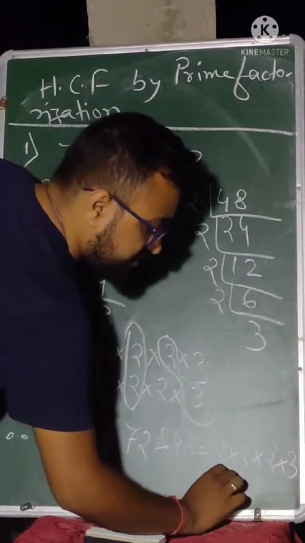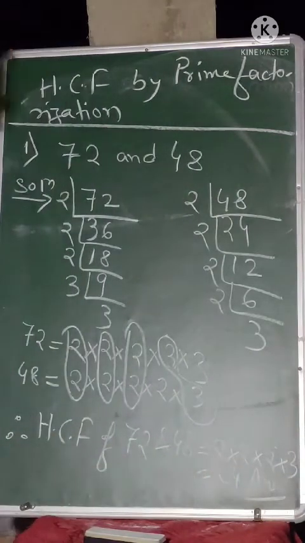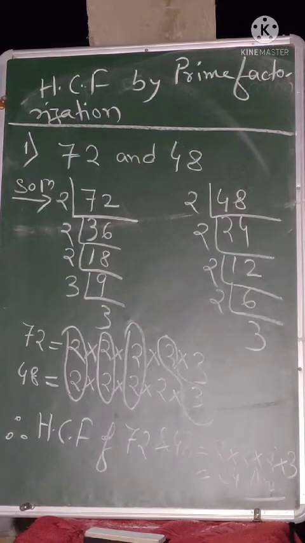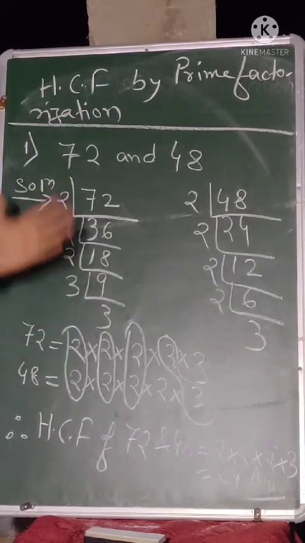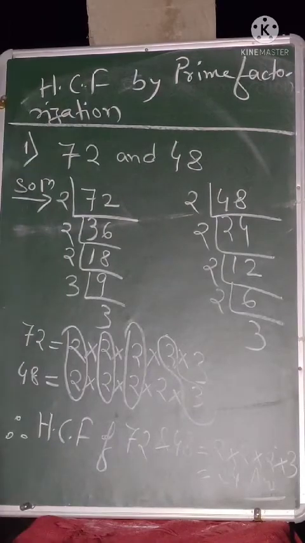So the HCF of 72 and 48 with the help of prime factorization is 24. So this is how we can find out the HCF by prime factorization. Clear? I hope it's clear to you. Okay, so this is how we will find out the HCF with the help of prime factorization.